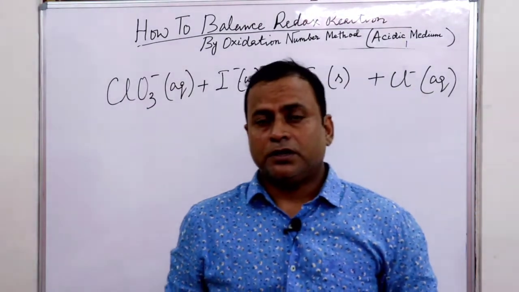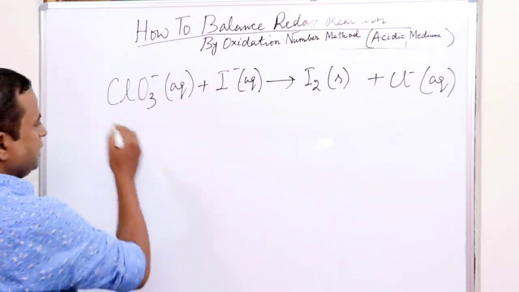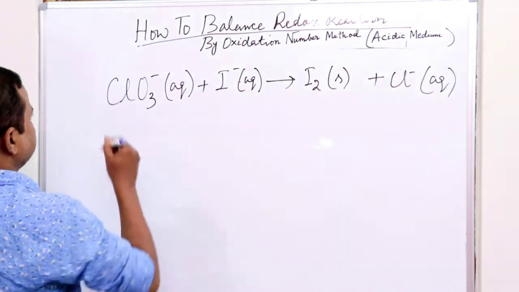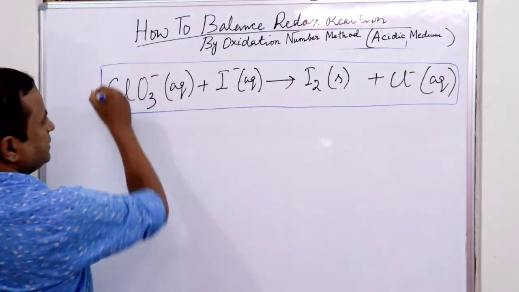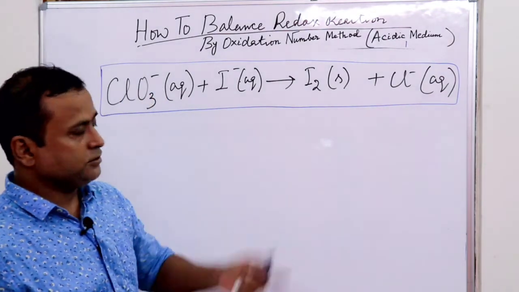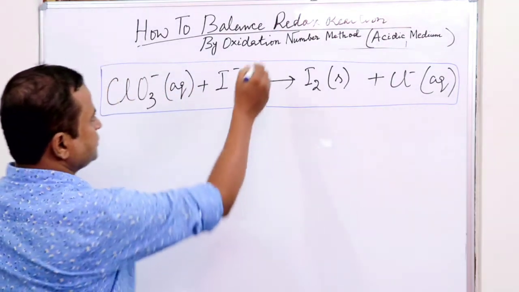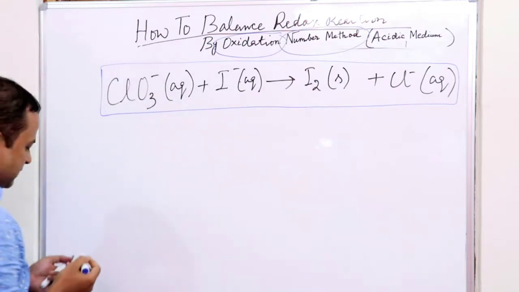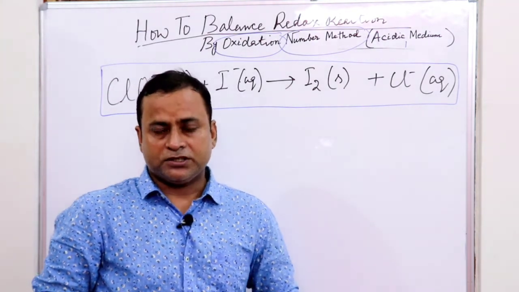So let's solve another question on the same topic. I have taken an equation that is ClO3 minus aqueous plus I minus giving us I2 plus Cl minus. This equation we are also going to balance in acidic medium by the oxidation number method. So let's start. The first step, as usual, we have to calculate the oxidation number.